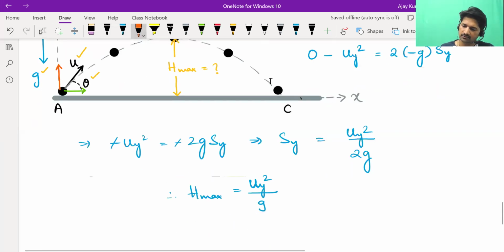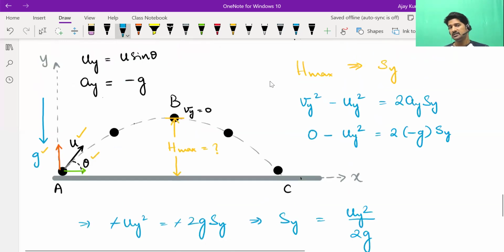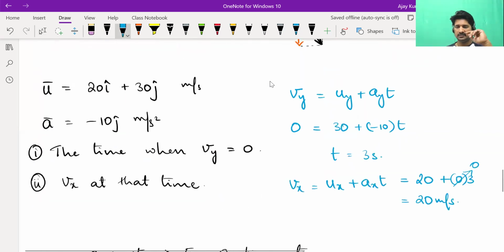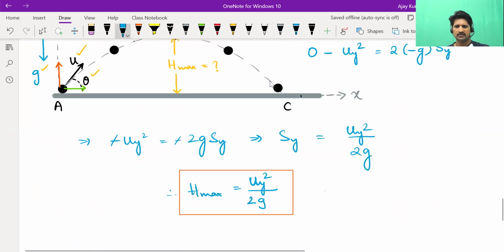And see, when I first asked the question for Hmax, Yusuf said u square by 2g. Okay, sorry, there is a 2 also. Yusuf said u square by 2g, but see what we got. uy square by 2g. Now he said u square by 2g because he remembered that case. Vertically projected object. Okay, where is it? Okay, I erased it. Never mind.